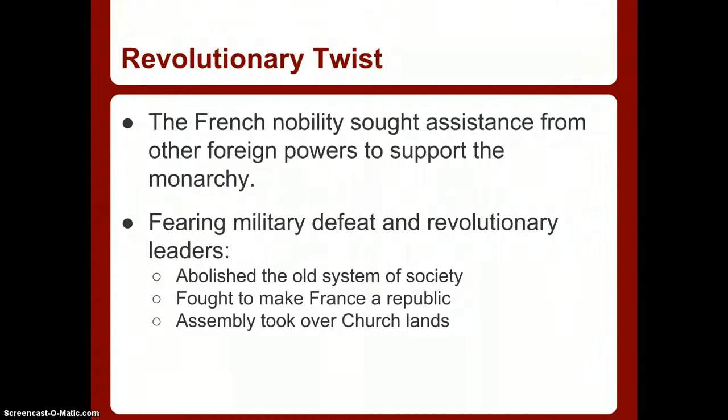Now, the French nobility at this time sought assistance from other foreign powers to support the monarchy. Now, fearing a military defeat, the revolutionary leaders, like we talked about, abolished the old system of society, fought to make France a republic, and took over a lot of church lands as well. So they want the resources so that they can be a notable entity in fighting the French monarchy.